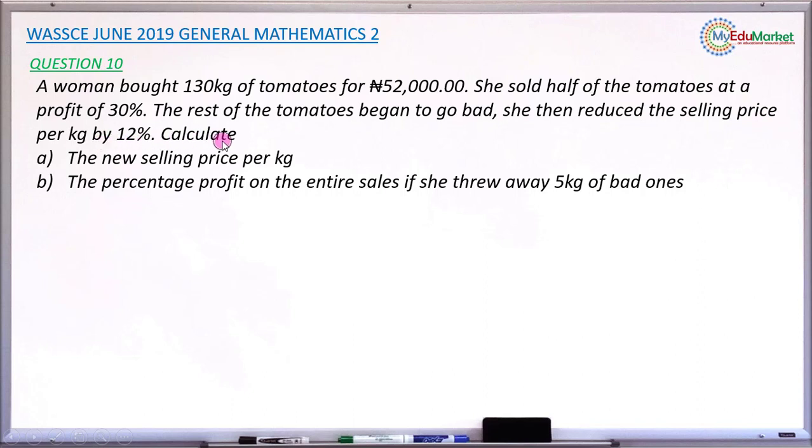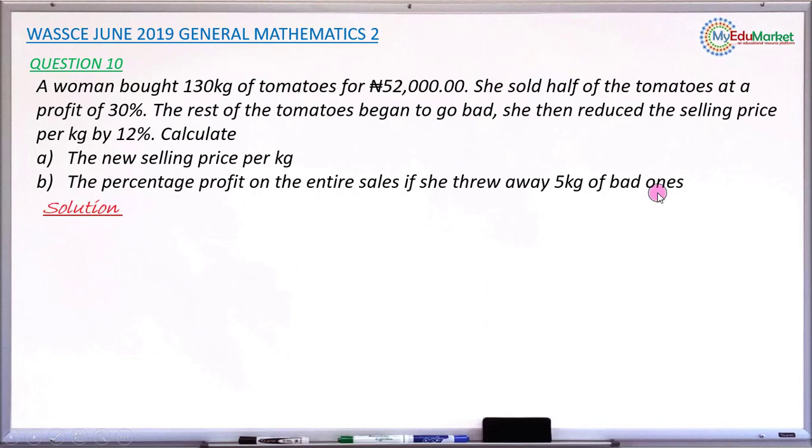The question asked is number A, the new selling price, that is after the reduction of this 12%. And question number B, we are to find the percentage profit on the entire sales if she threw away 5 kilograms of bad ones. So let's attempt to answer this very question.